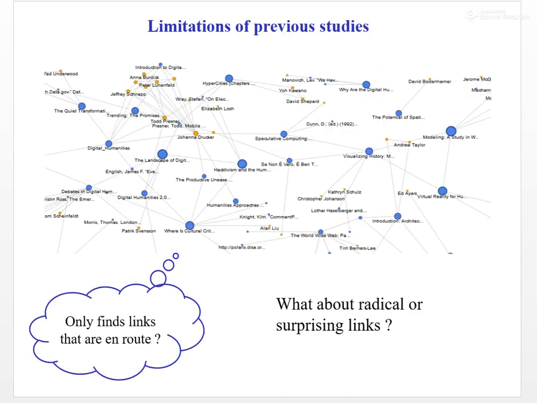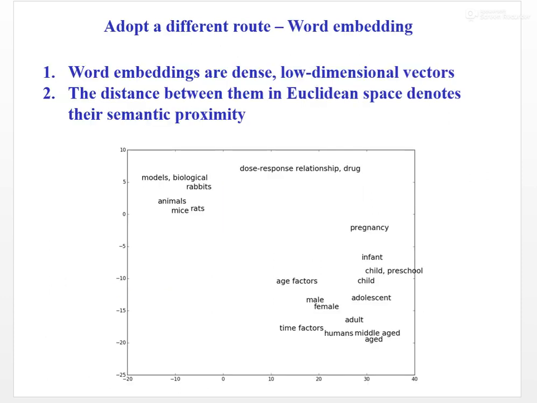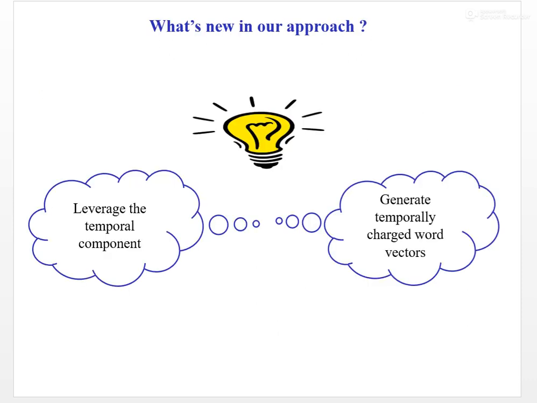So what is the limitation of the previous studies? Most of the previous studies try to model this problem in a graph-based approach. But one of the problems of these existing approaches is that they only find those terms which are in their route. What about radical links? What about surprising links? In order to take into account these radical links, we model it in a word embedding based approach. Well, what are word embeddings? Word embeddings are dense, low-dimensional vectors, and the distance between these terms in the Euclidean space denotes their semantic proximity.